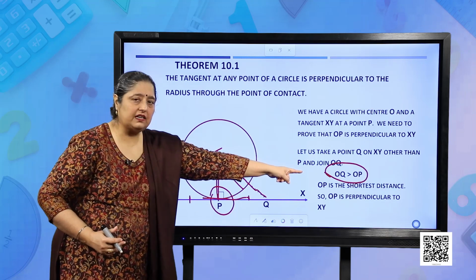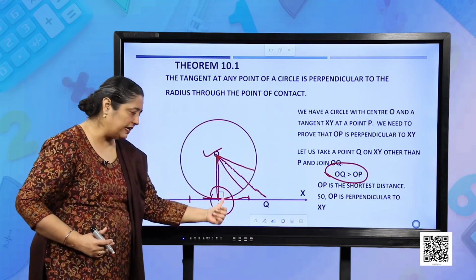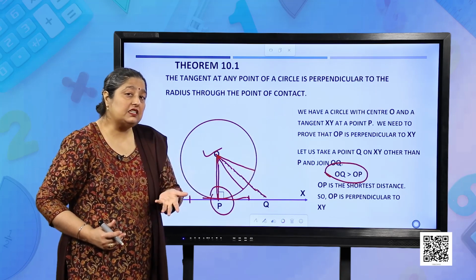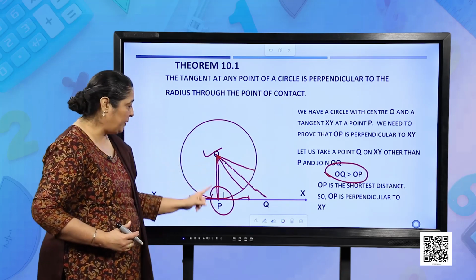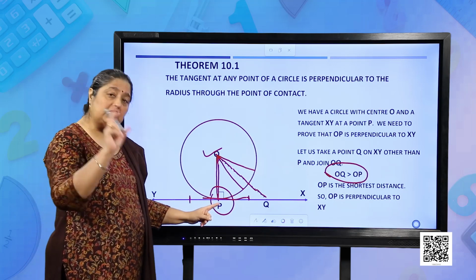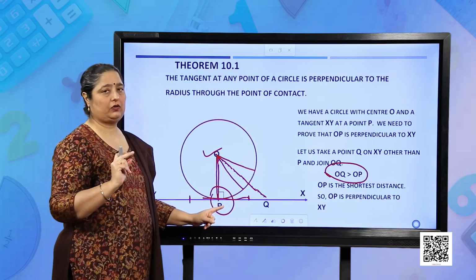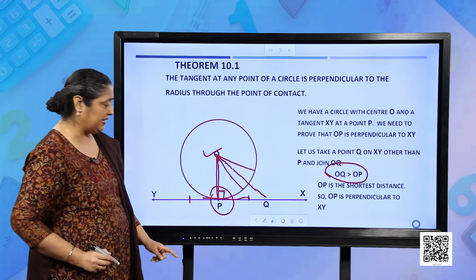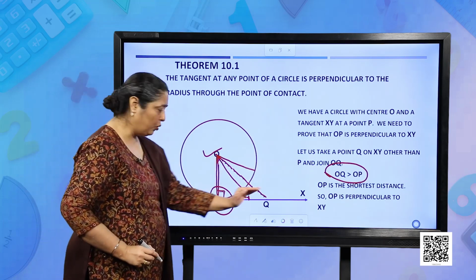OQ is greater than OP. Why? OP is the radius. So, OP is the shortest distance. Why again is it the shortest distance? Because OP is the radius and the shortest distance is always a perpendicular. So, OP is perpendicular to OQ. I hope it is clear. OP is perpendicular to OQ.